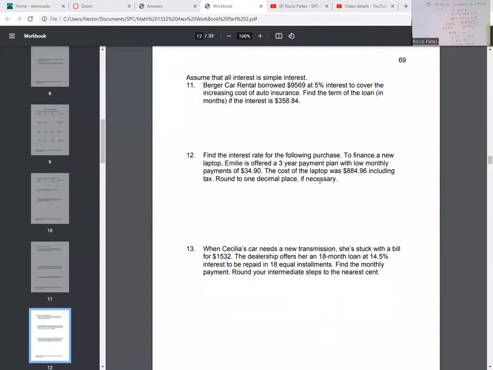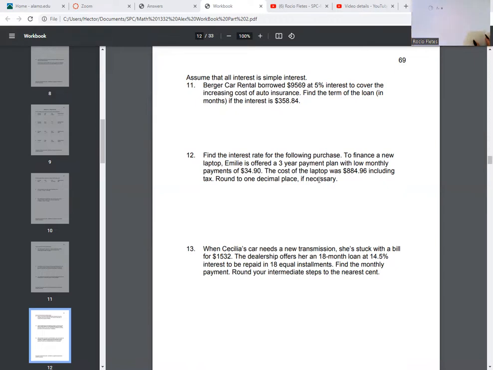It reads: Berger car rental borrowed $9,569 at 5% interest to cover the increasing cost of auto insurance. Find the term of the loan, in months, if the interest is $358.84. It may seem like a complicated problem, but nowhere in the problem does it read compound interest, so this must be simple interest. Let's start writing things down, and it will make sense as we write.